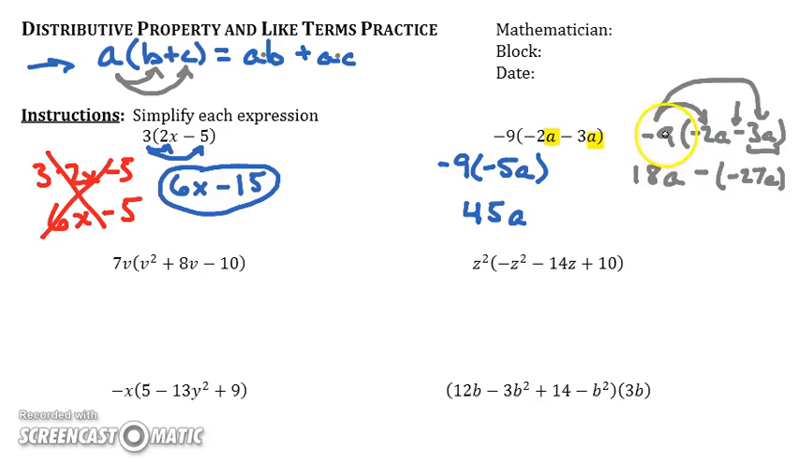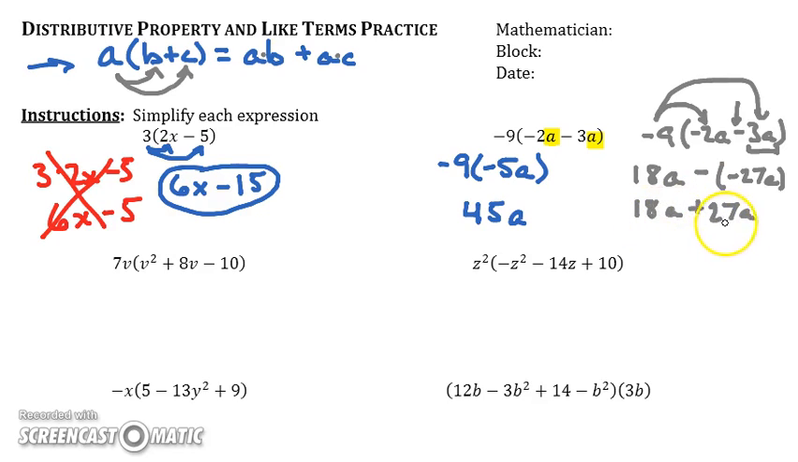I could have also written this as negative 9 times negative 3a. That would give me plus a positive. Overall, it's going to give me the same thing. In fact, let me simplify this. Minus a negative, so subtracting a negative is the same as adding a positive version. So I would write plus, and then I have 27a.